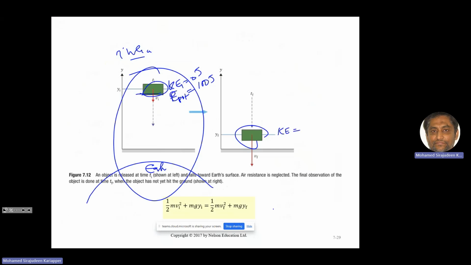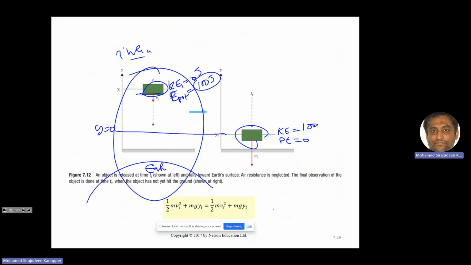It will increase. Let's say this is my y equal to 0. So the potential energy is high initially, 100 joule. When it comes here, the potential energy is 0, since I put y equal to 0 where it is now. Where did it go? It transformed into kinetic energy. So that's why as it comes down, its speed increases. From 0 joule, the kinetic energy has increased to 100 joule. This is called the conservation of mechanical energy.